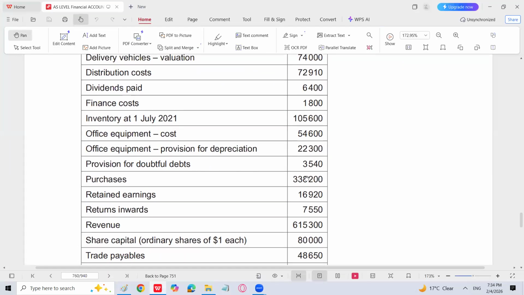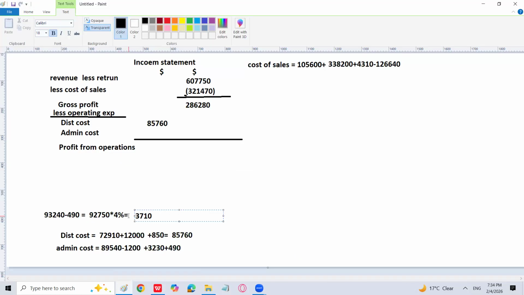How much provision do we have? 3540. We have a provision of 3540, but we need a provision of 3710. So it means that we need to increase the provision by 170. Increase in provision is recorded under the heading of expenses. I will add 170 in the admin expenses, that is the increase in provision.